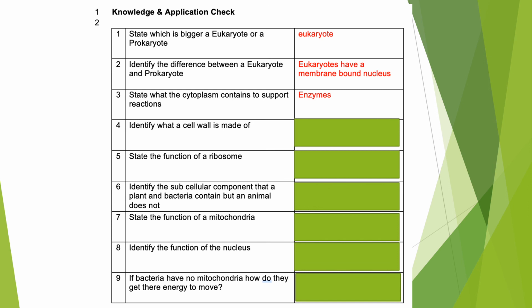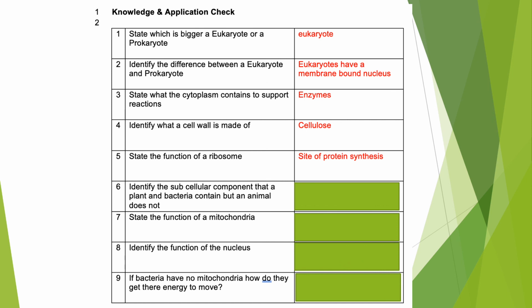Moving on to number four. What are cell walls made out of? That is cellulose. Number five, state the function of the ribosome. Ribosomes are the site of protein synthesis, or protein creation. Try to use the scientific terms. Don't just put site of protein creation. You want to hit the points as hard as you can.